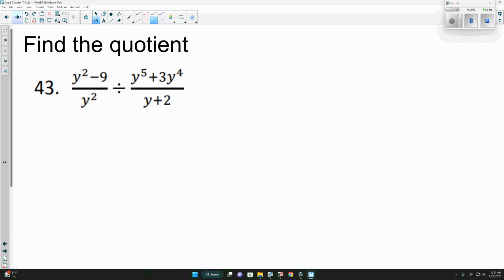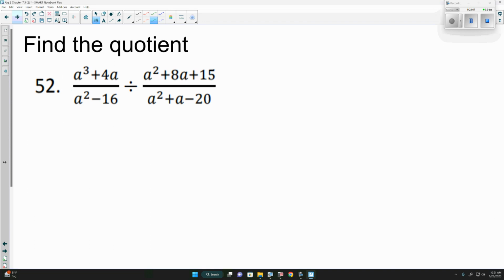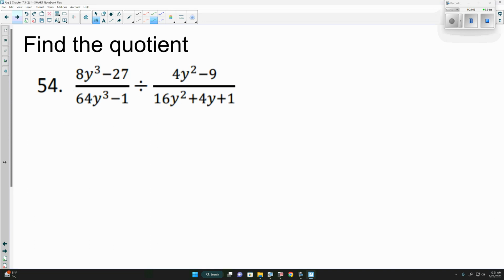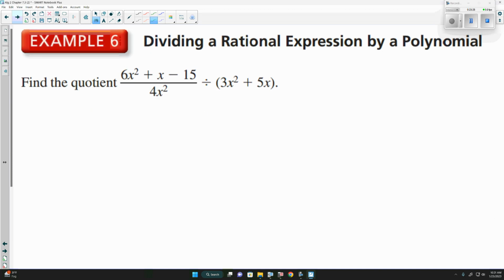The next one, 43, isn't any real different than what we've had so far. And neither is 52 or 54. Really, the only difference in these is that we're throwing in sum and difference of perfect cubes, just different factors. It's not changing what we're doing. It's just utilizing other resources to do the same thing. This here is the last one I want to look at, because it does have a slight element that's different, but not by much.